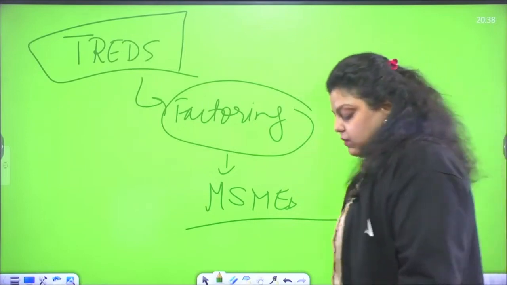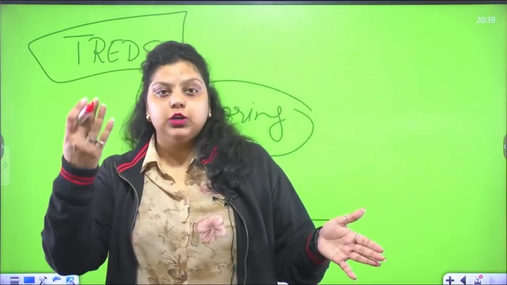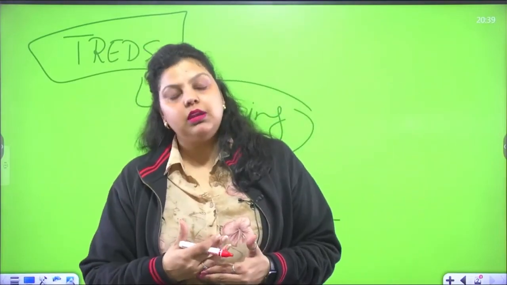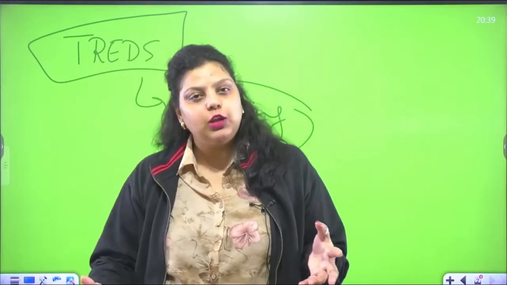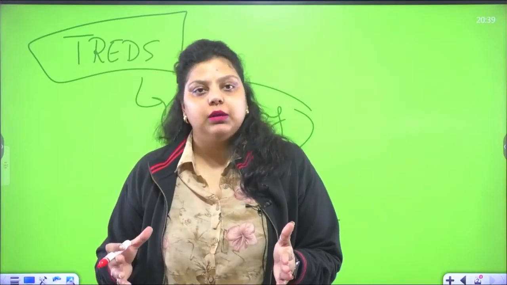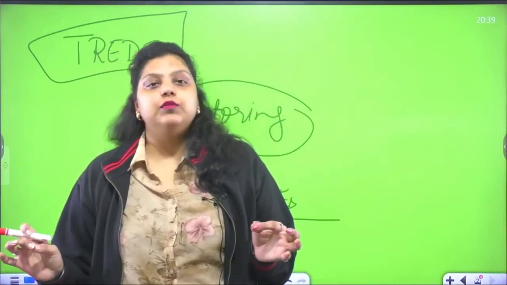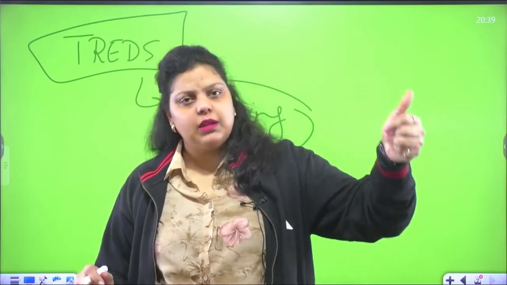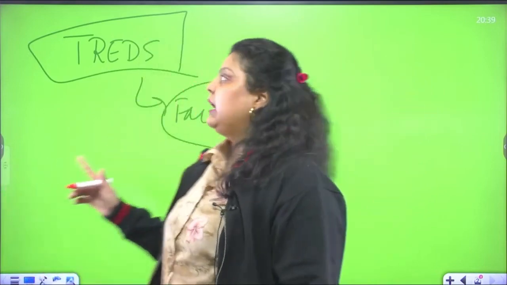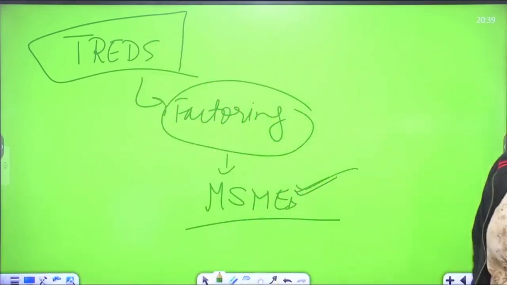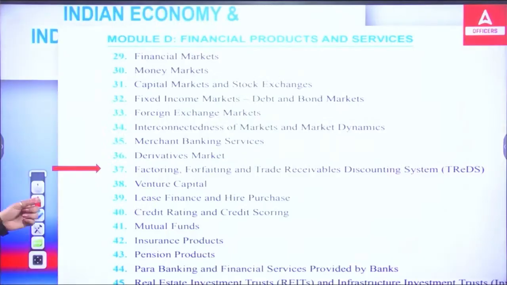So in factoring, forfeiting and TReDS, what are we actually doing? We are providing immediate cash to the seller, to the exporter or to the MSME so that they can continue their business, start a new contract, a new agreement, and have a proper cash flow available so that the new business or contract can be started. So the only difference is: factoring happens domestically, it can be international but only in certain exceptional cases; forfeiting will always be international; and TReDS will only be for MSMEs. This is the only difference among the three.